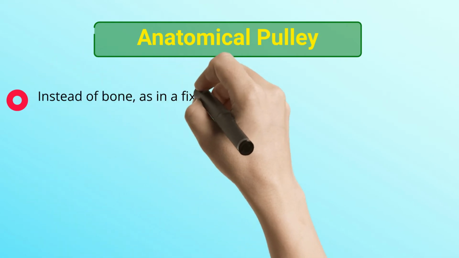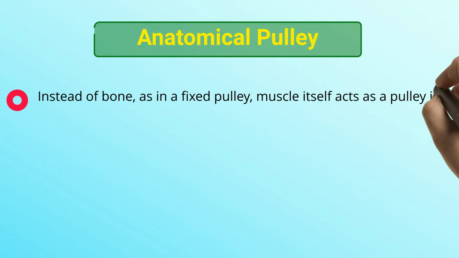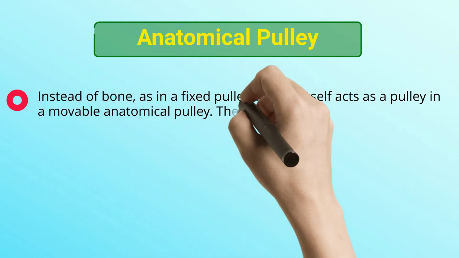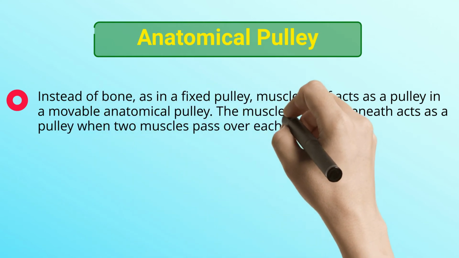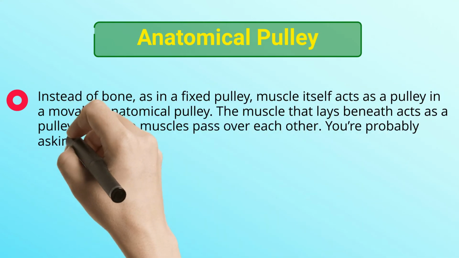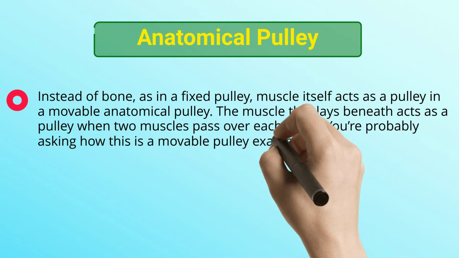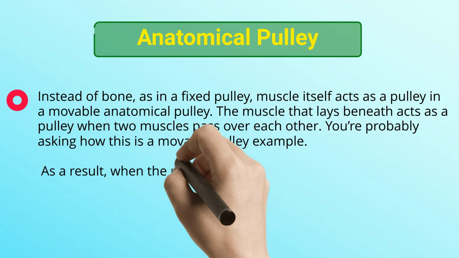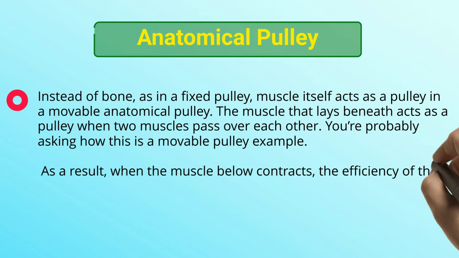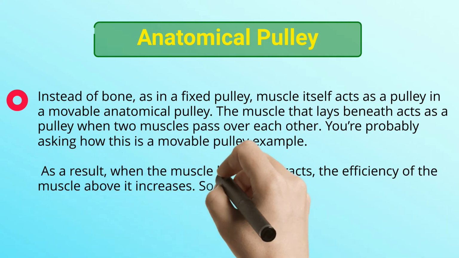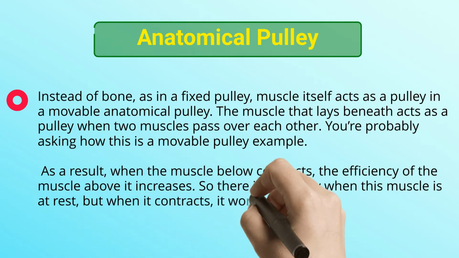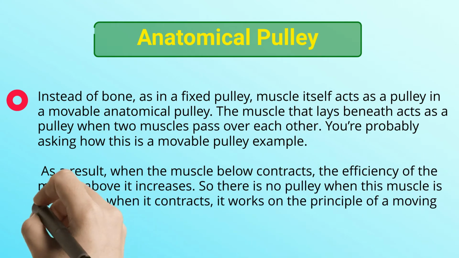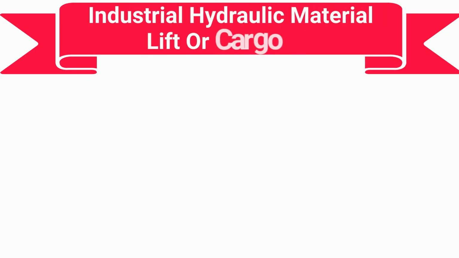Instead of bone, as in a fixed pulley, muscle itself acts as a pulley in a movable anatomical pulley. The muscle that lies beneath acts as a pulley when two muscles pass over each other. You're probably asking how this is a movable pulley example. As a result, when the muscle below contracts, the efficiency of the muscle above it increases. So there is no pulley when this muscle is at rest, but when it contracts, it works on the principle of a moving pulley.